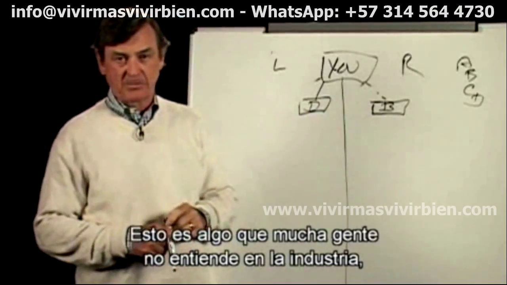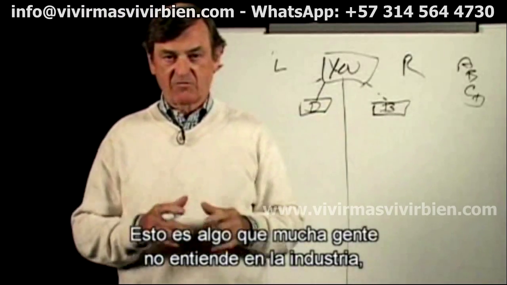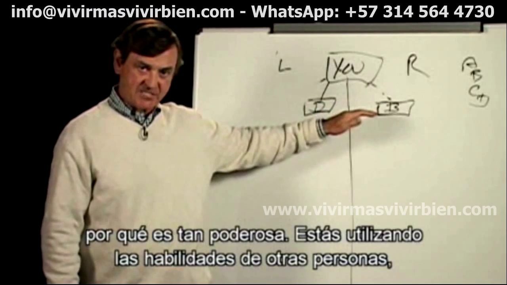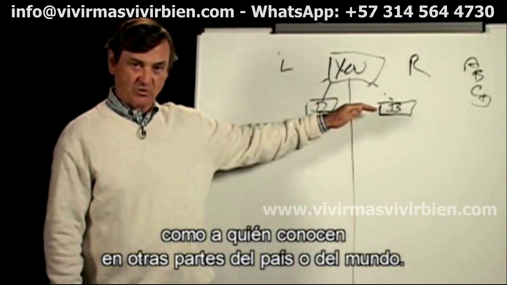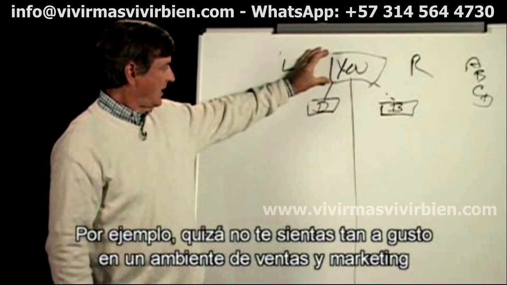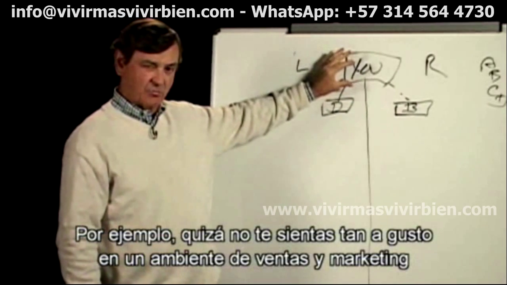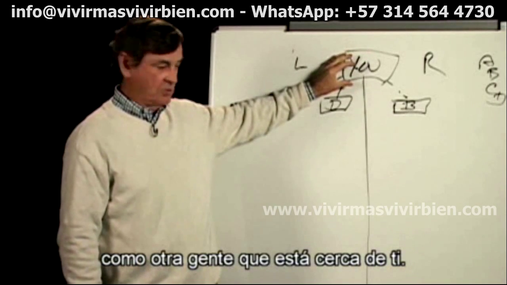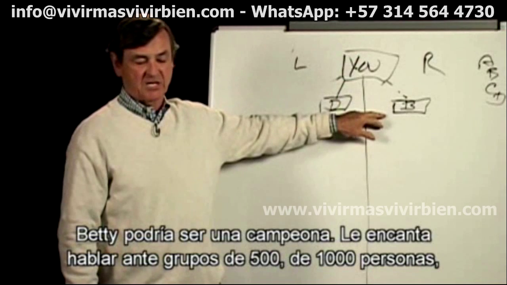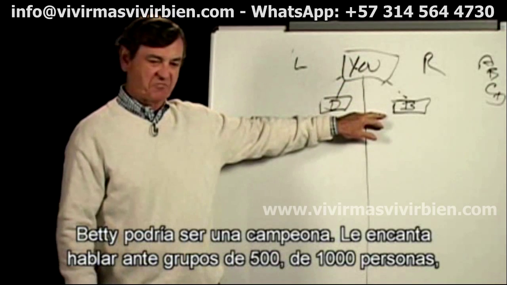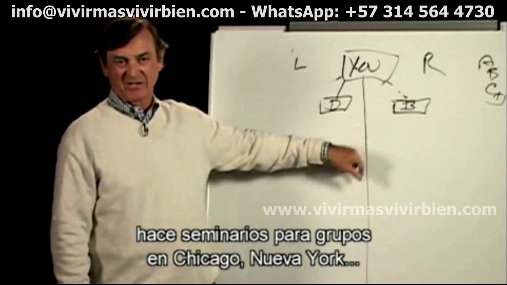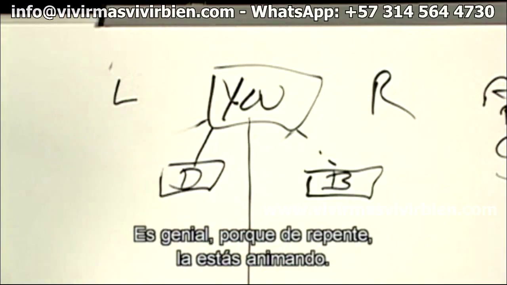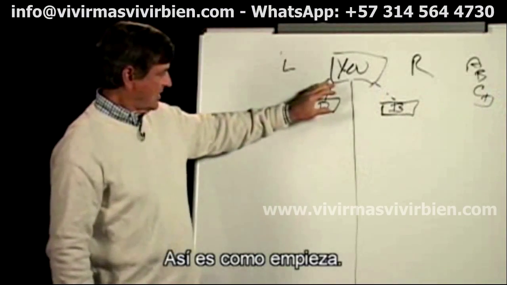And here's something else that a lot of people don't really understand within this industry of why it's so powerful: you're leveraging off of other people's skill sets, who they might know in other parts of the country or the world. For instance, maybe you're not real comfortable in a selling marketing environment other than folks that are real close to you. Well, Betty could be a world beater, and she just loves to get up in front of groups, 500, 1,000 people. She can rally groups in Chicago, New York. Well, that's great because all of a sudden you're cheering her on. Okay, so that's the way it starts.